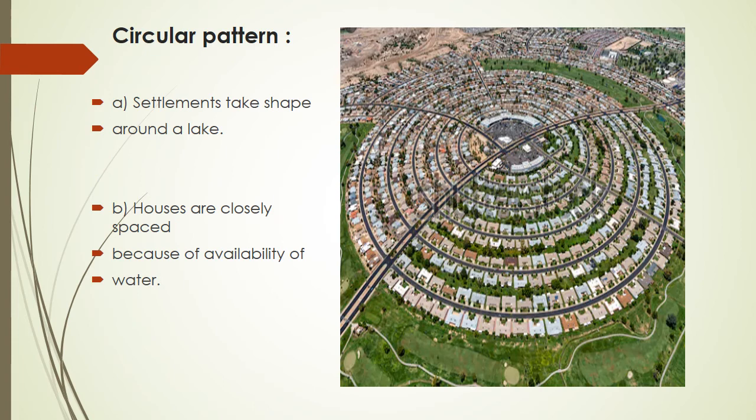Circular pattern. As this pattern takes the shape of a circle, hence it is called as circular pattern. In the image you can observe how the structure of houses or settlement is created. Now settlement takes the shape around a lake. So whenever there is some middle point or focus of attraction, this type of settlement is created. Houses are closely spaced because of availability of water.